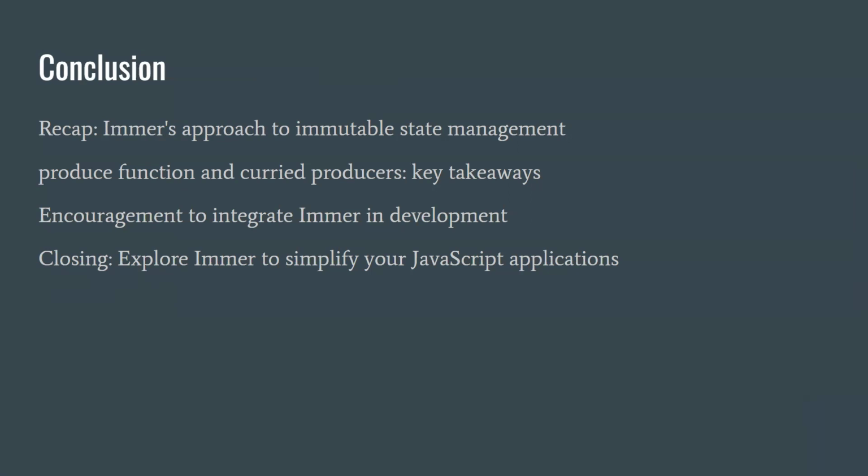In conclusion, Immer provides an intuitive way to manage immutable state in your JavaScript applications with its core produce function and the concept of curried producers. Immer allows you to write simpler, cleaner code while sticking to immutability principles. Whether you're managing complex application states or simply looking for a more straightforward way to handle updates, Immer can help you. Thank you, everyone.